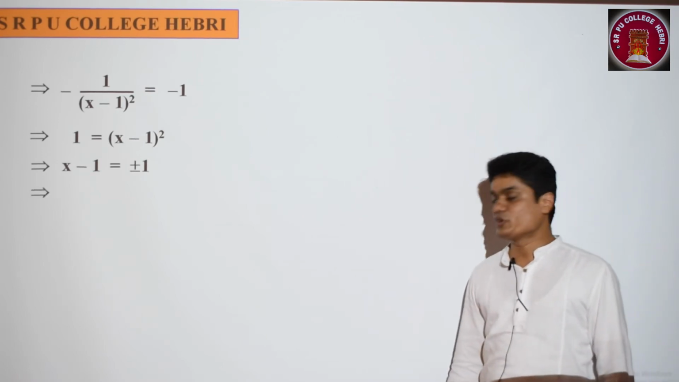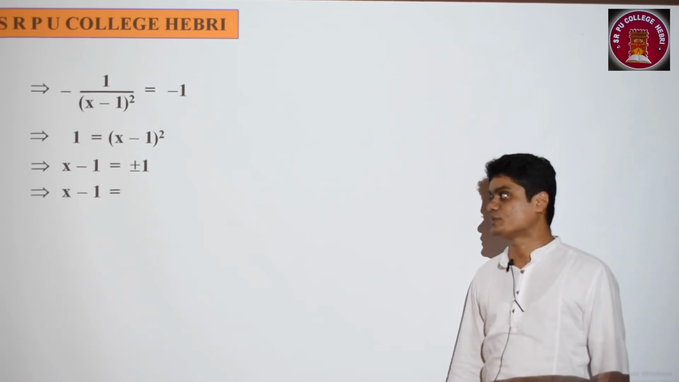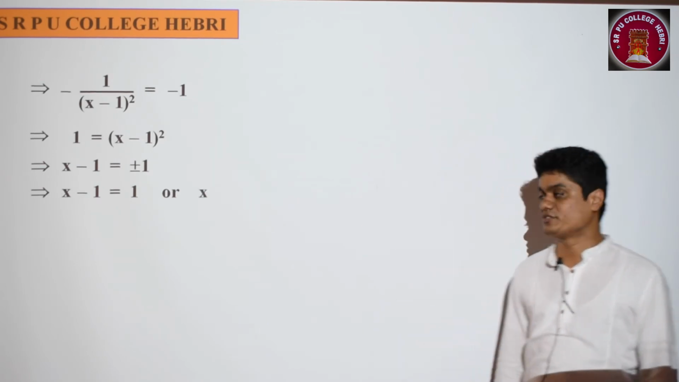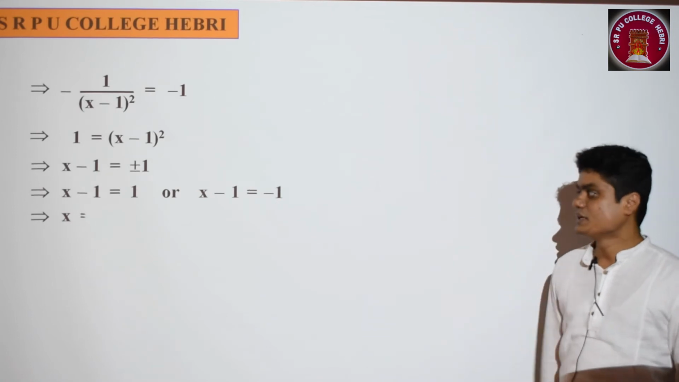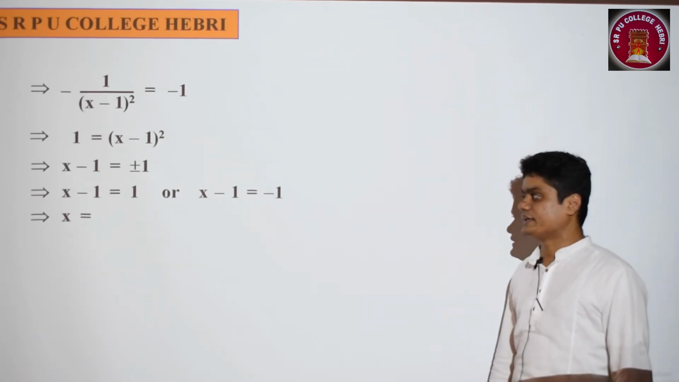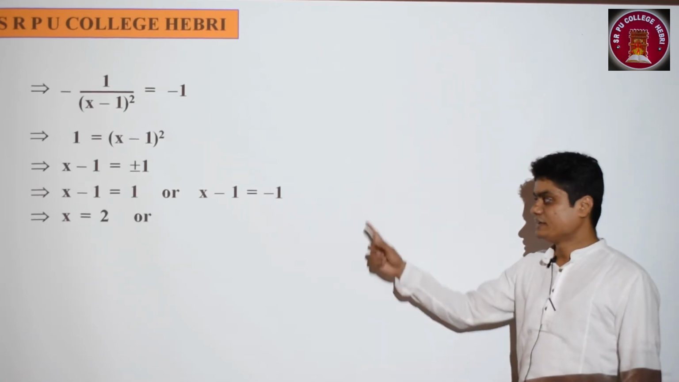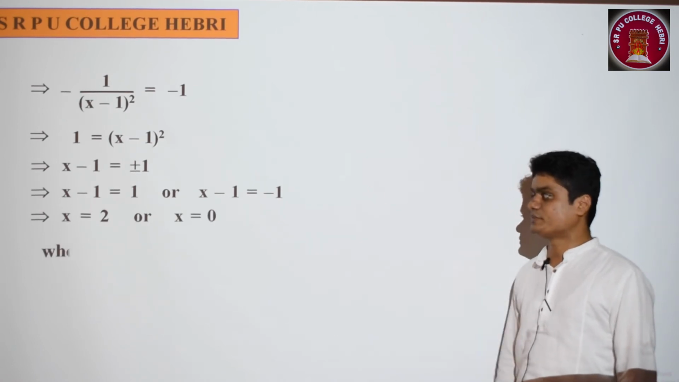Now it will split into two cases. Why will it split into two cases? There are two possibilities. First case, x minus 1 is equal to 1. Second case, x minus 1 is equal to minus 1. So take them separately. Suppose x minus 1 is equal to 1, then x is equal to 2. Next, x is equal to 0 because the minus 1 cancels.